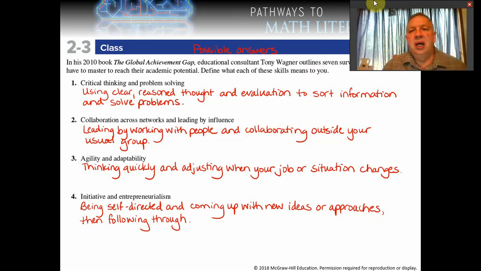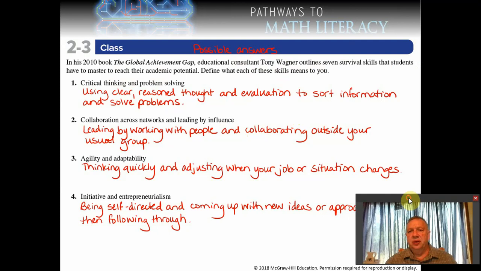So here are some things that Tony Wagner, an educational consultant, came up with. Let me pull this down here. Tony outlined 7 survival skills that students have to master to reach their academic potential. Define what each of these skills means to you. Critical thinking and problem solving. What does that mean? Clear, reasoned thought and evaluation to sort information and solve problems.